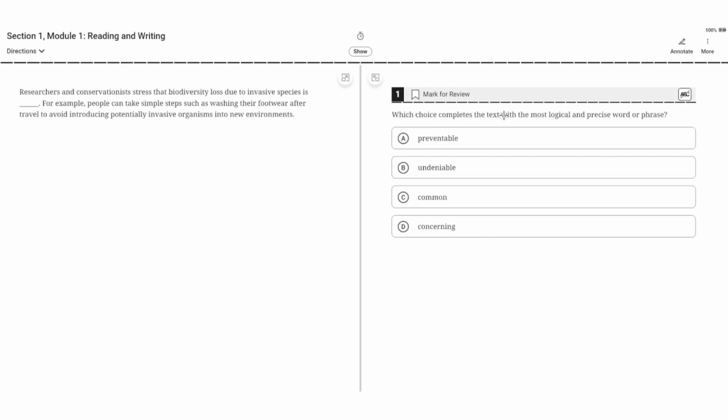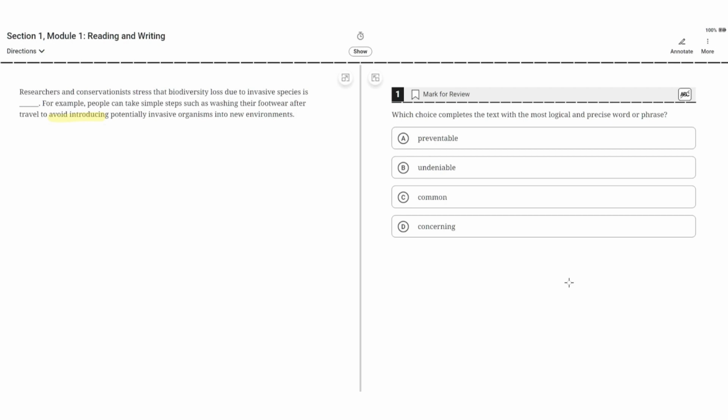Which choice completes the text with the most logical and precise word or phrase? Researchers and conservationists stress that biodiversity loss due to invasive species is blank. For example, people can take simple steps such as washing their footwear after travel to avoid introducing potentially invasive organisms into new environments.